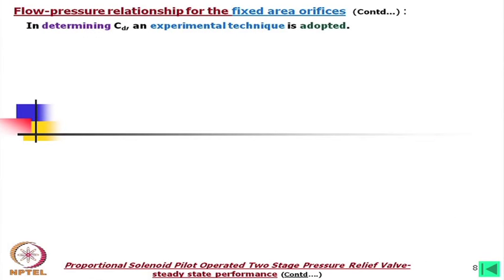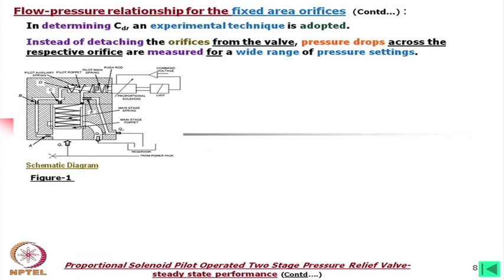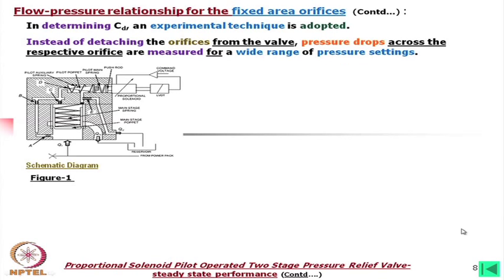Now, in determining CD, an experimental technique was adopted. Instead of detaching the orifices from the valve, pressure drop across the respective orifices was measured for a wide range of pressure settings. You see, if we use this orifice separately, it is possible that a test rig can be made and the orifice can be put there and we can find out its CD, but instead of that we have used all the orifices in their positions and then we have measured pressure. How?